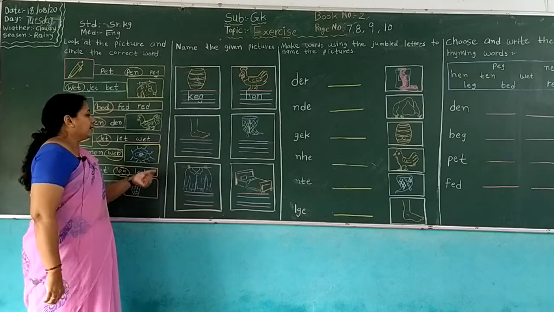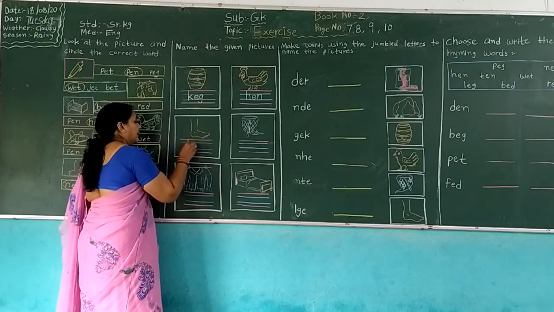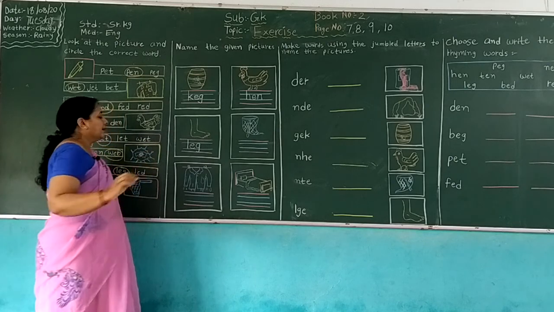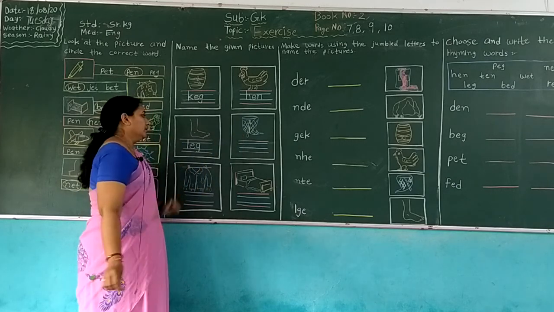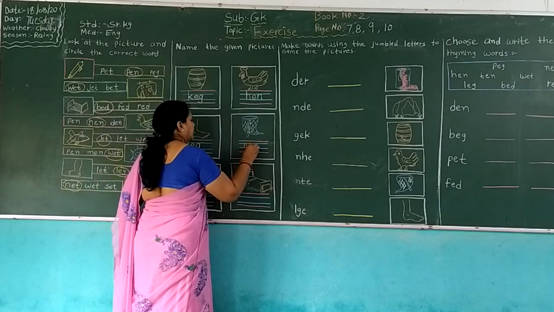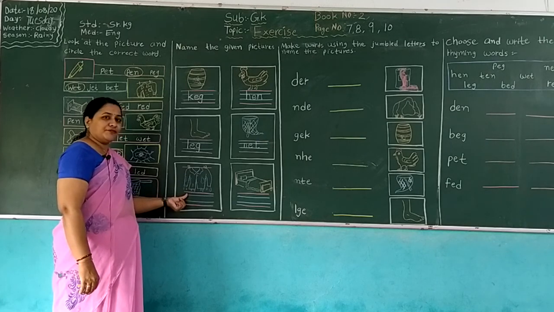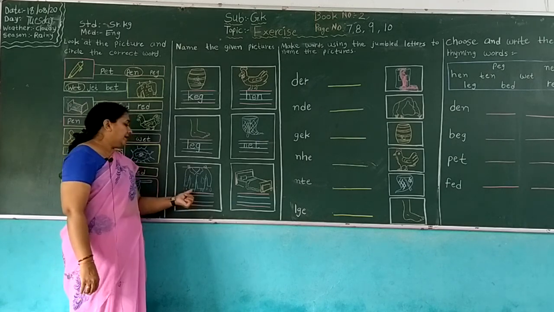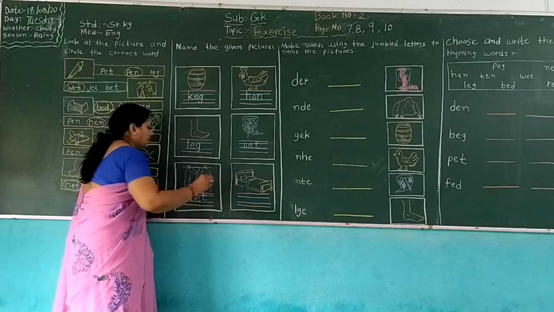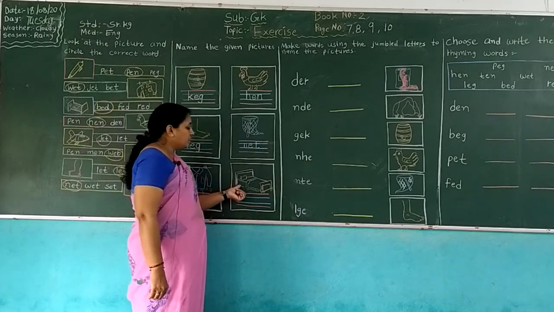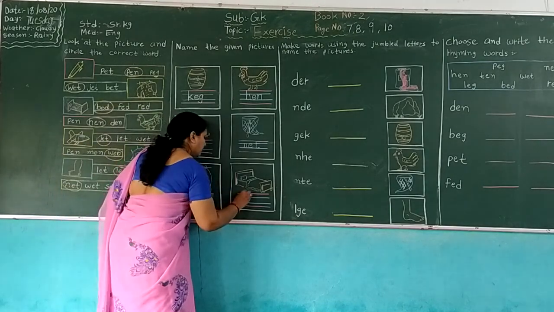Okay. Then next picture, leg picture. Which picture? Leg. So write with me, leg. Then which picture is this? It's a net picture. What is the spelling of net? Net. Then which picture is this? Bed. What is the spelling of bed? So write with me, but speak properly, then read. Then which picture is this? It's a bed picture. Bed.